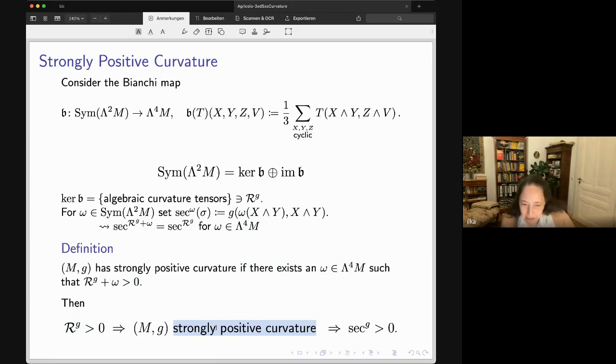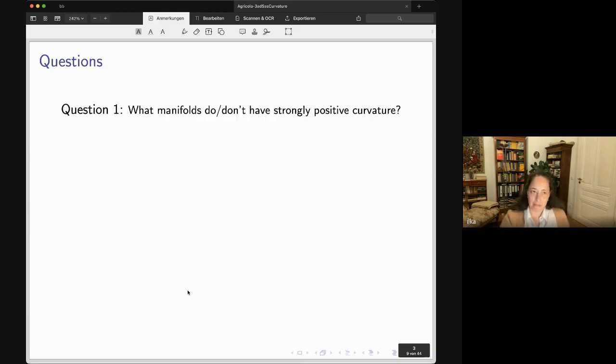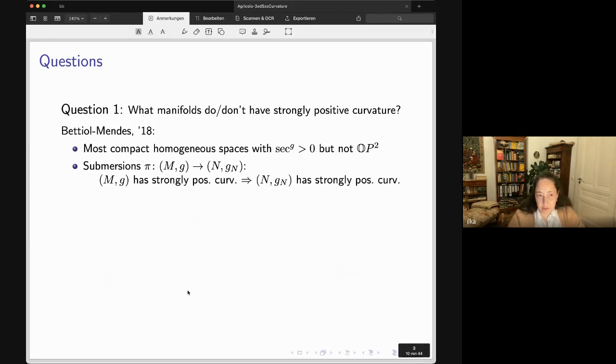Other people have tried to investigate this, and we are going to add something on that. Right? Now, I will also have the condition of not strongly positive curvature, but strongly non-negative curvature, and strongly non-negative curvature will be for larger or equal. Okay, so basically allowing some zero eigenvalues as we go along. Okay, so obvious questions to ask. What manifolds do or don't have strongly positive curvature? Right, and the main reference on the topic is a very nice paper by Betziol and Mendes from 2018.